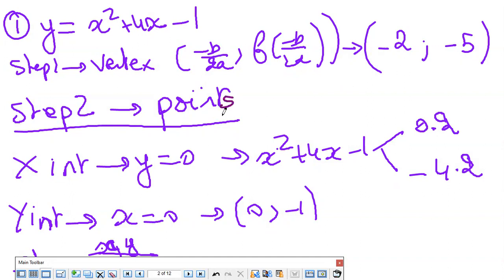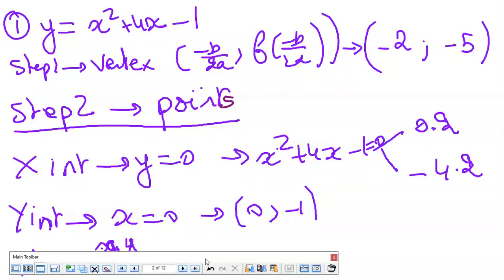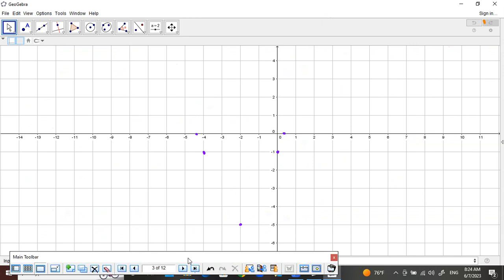Step 2, I start to take some points. The best way, guys, is to find the x and y intercepts, and we know that the x-intercept doesn't always exist. For the x-intercept, y equals 0, and it's a quadratic equation. I can solve it on the calculator, and it gives me those 2 points. The y-intercept is for x equal to 0, and it gives me minus 1. You can even take more points. As advice, take some points before the vertex and after the vertex. I also took minus 4 because I know it gives the same y as 0. Then I plot the points.